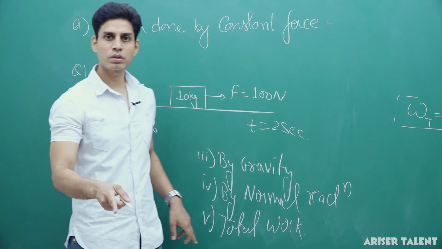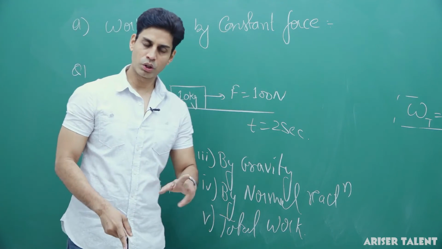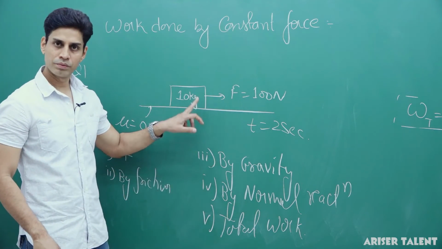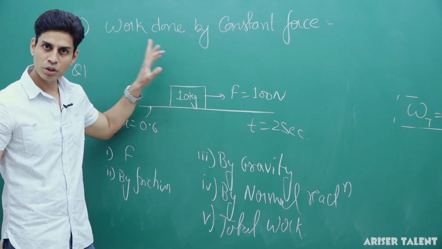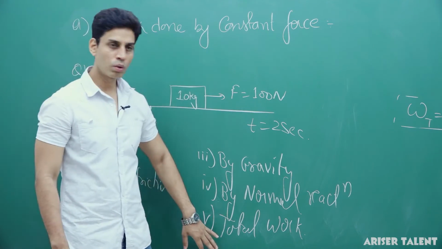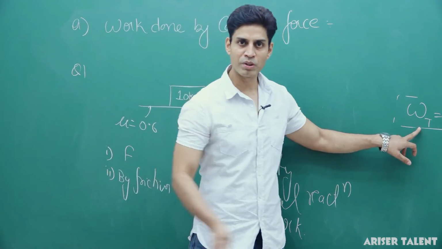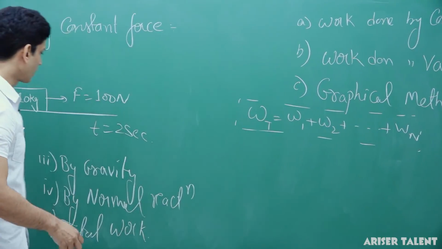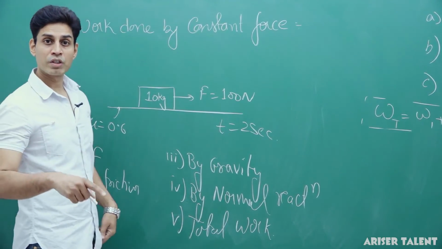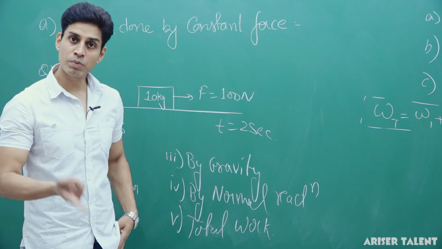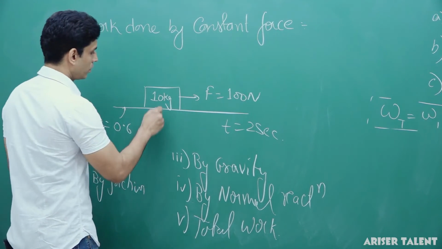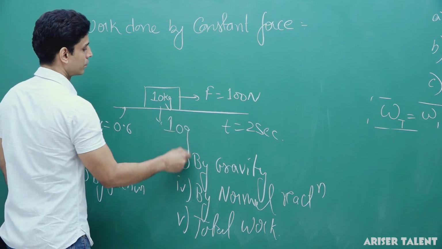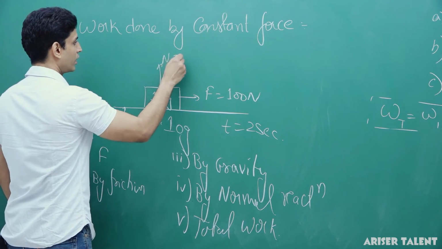What is frictional force? Mu n, good, mu n. Gravitation, you know, mg. Normal reaction, in this case mg is equal to n, so the normal reaction is mg, and the total work is the algebraic summation. But we don't have the value of displacement. So first we have to calculate the displacement of this block for 2 seconds. Normal reaction is 10g.